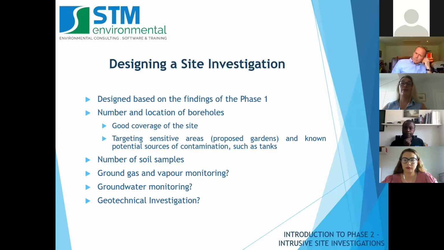Is there a requirement for ground gas and vapour monitoring, as well as groundwater monitoring? This is all decided based on the findings of the desk study and if there are any potential risks that were identified in the desk study. And also, will a geotechnical investigation be undertaken at the same time? This is, again, usually preferred by the consultant and the client, as it saves the client a bit of money, getting the consultant out to the site only once instead of twice, and saves the consultant time.